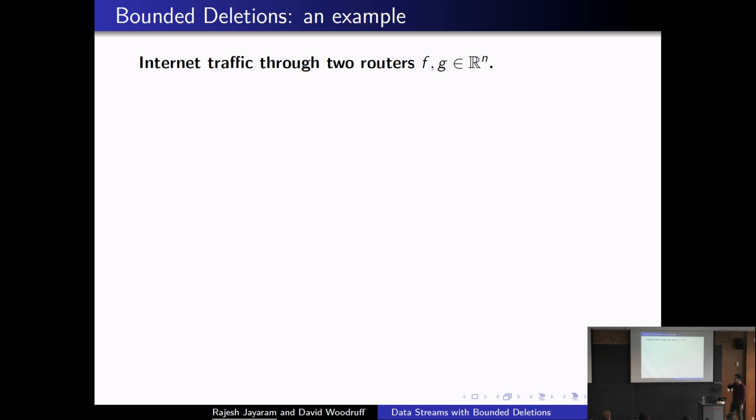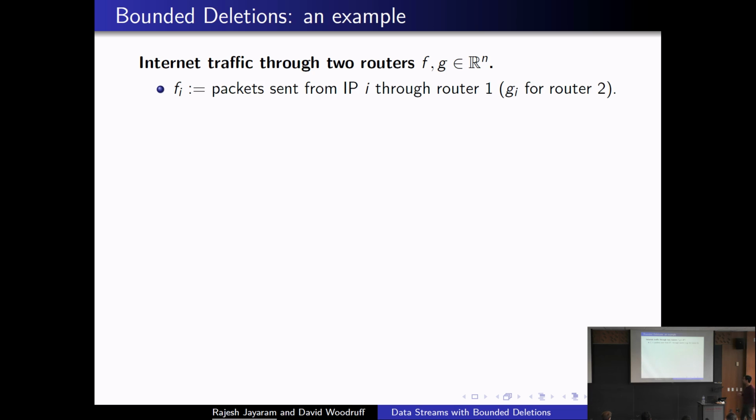Okay, so here is an example of why this is maybe a reasonable model, just for some application motivation. One of the reasons people use turnstile streams is to estimate the difference between two vectors. For instance, you have two routers that are routing traffic, F and G. F_i is the number of packets sent through IP address i, and G is the same, but for the second router. And you want to estimate the disparity: what's the difference in traffic between these two routers?